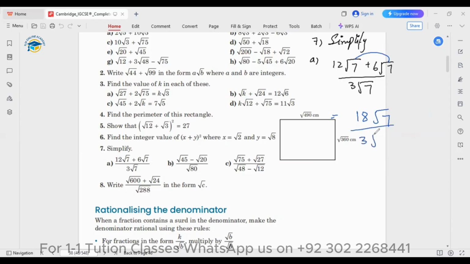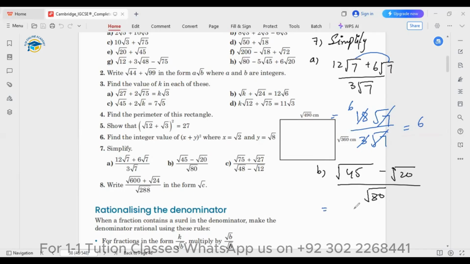Downward, we have 3√7. So 3 times 6 is 18, and cancelling the √7s as well, we are only left with the answer 6. So this was really easy. Next, for the other parts, we need to first simplify to make the surds similar, and then we will add or subtract. If you understood the previous question, these simplifications will be really easy for you.